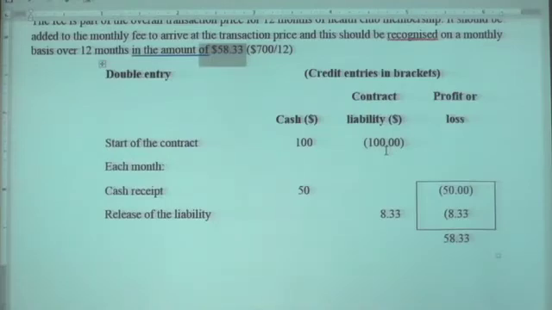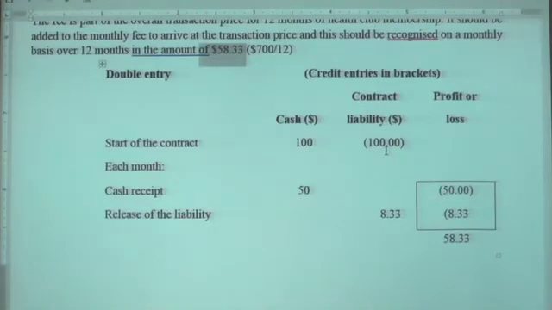Is that clear? Okay. Once you receive the upfront fee, cash debit, liability credit, then you will add upfront fee plus monthly receivable and divide by 12. Then you have the total income, that is 58.33. It will be credited into the revenue at the end of the first year. But you receive only 50. Balance 8.33 will be taken from the liability. Therefore, automatically that 100 will be amortized over the 12 months period in the profit and loss. Is that clear?